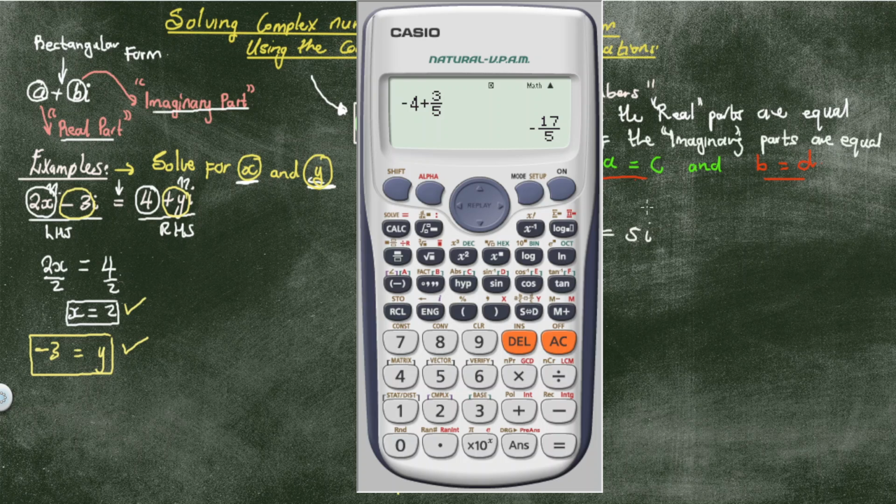Now on the right hand side, you can see that this is also a complex number. However, this complex number doesn't have the a value, which means that the a value is going to be 0. So we're going to rewrite this 5i as 0 plus 5i. So we have a complex number with a and b right here. Okay, so we have that x plus 2y minus xi.